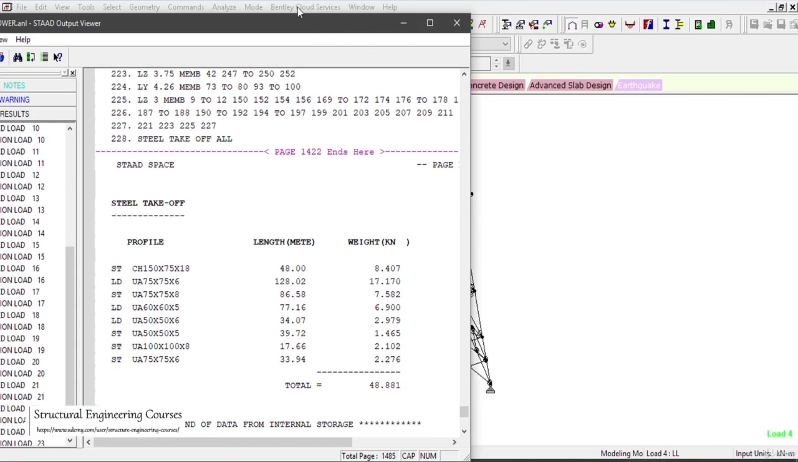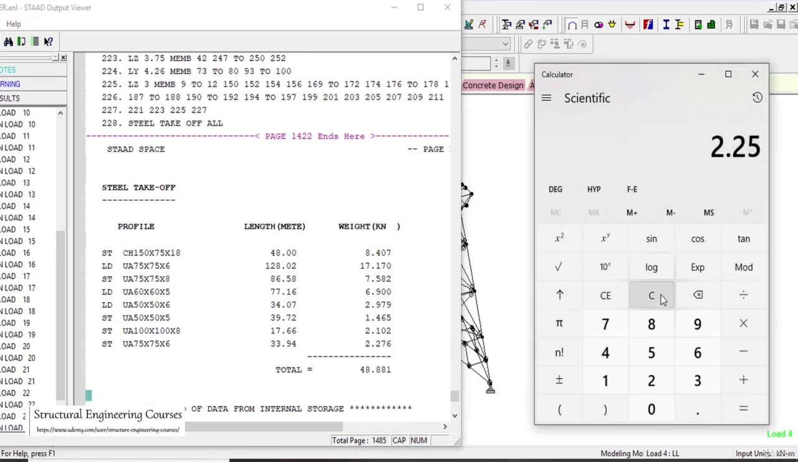If we open the calculator here, for 8.4 kN, that is 8.4 divided by 9.81, it means 0.85 ton, that's approximately 850 kg. So the total weight is approximately 49 kN divided by 9.81. So the total weight of this watch tower is approximately 5 metric ton. 1 ton has basically 9.81 kN, so that is why I am dividing all the values by 9.81. So the total weight of this watch tower is approximately 5 metric ton.